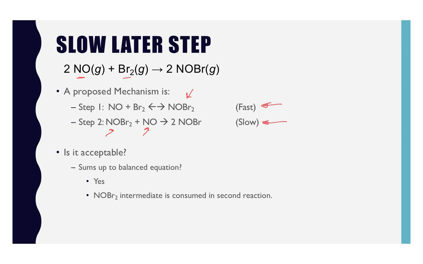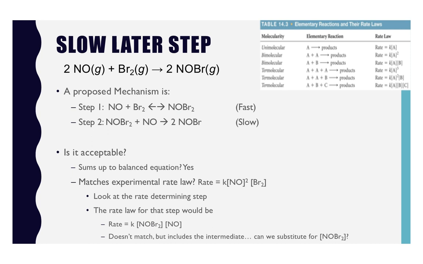Okay, so we once again ask the question, is this an acceptable mechanism? Okay, first thing we gotta check is, does it sum up to the balanced equation? Okay, well, I cross out things that appear on both sides. So I get that, and that leaves me with 2 NO plus Br2 goes to 2 NOBr. So yes, okay, the NOBr2 intermediate is consumed in the second reaction, and we get it to balance out. Okay. So then the second question is, does it match the experimental rate law?